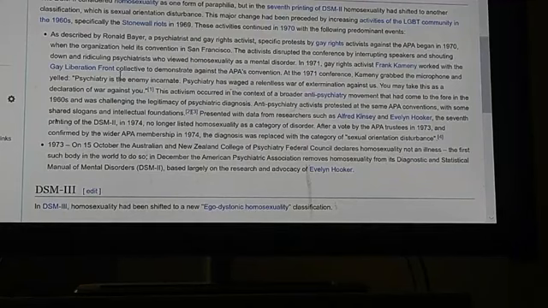Look, right here. We'll keep reading. The activism occurred in the context of a broader anti-psychiatry movement that had come to the fore in the 1960s and was challenging the legitimacy of psychiatric diagnosis.